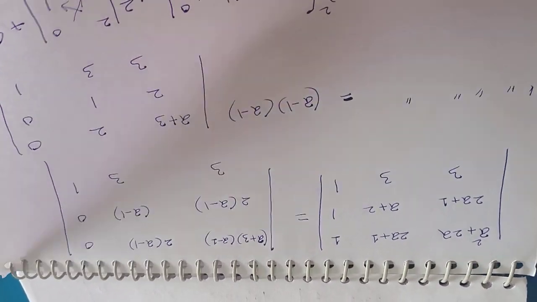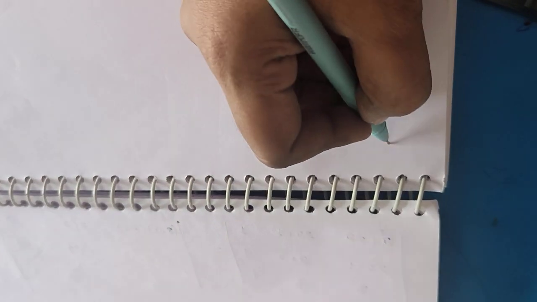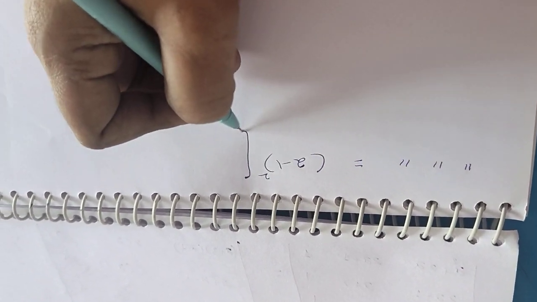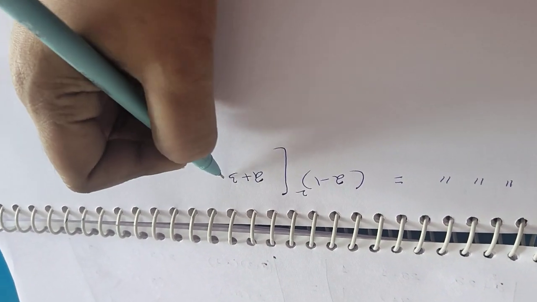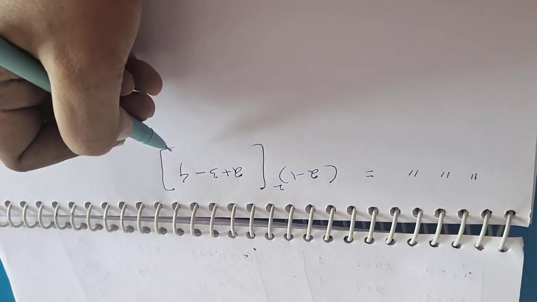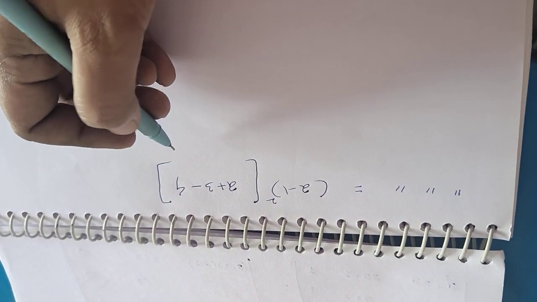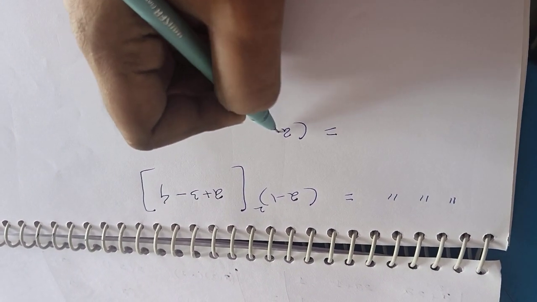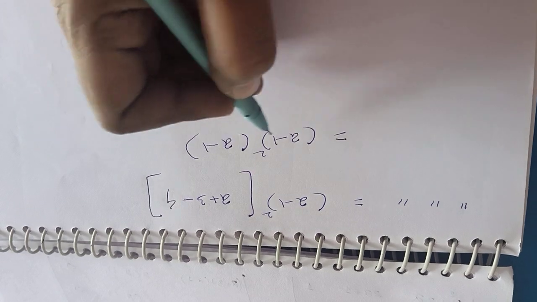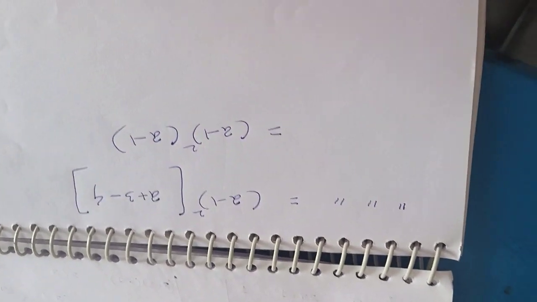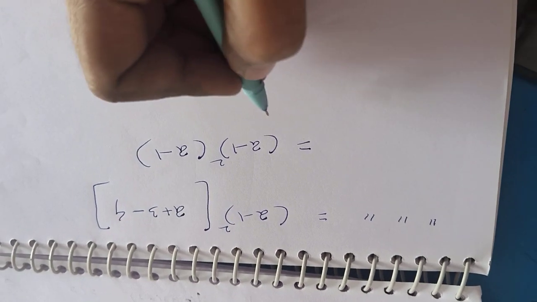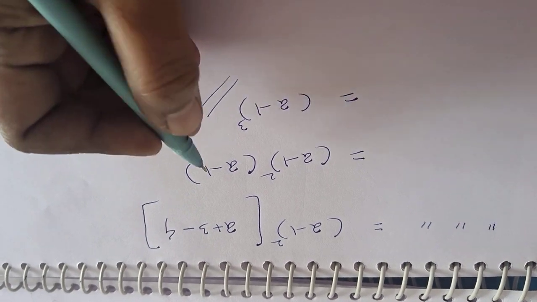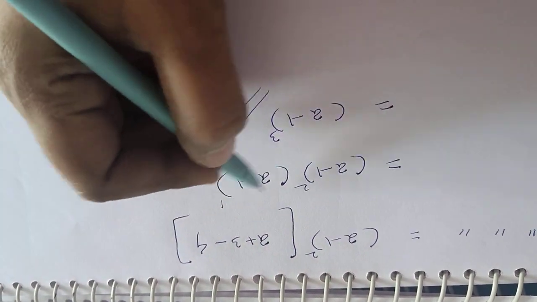So we get, already we have a minus 1 whole square outside. It is a plus 3 minus 2 twos are 4. So plus 3 minus 4 means it is again minus 1. So a minus 1 whole square into a minus 1. Again bases are same, a minus 1 whole cube. Here bases are equal, so we are adding their powers. 2 plus 1 is 3.